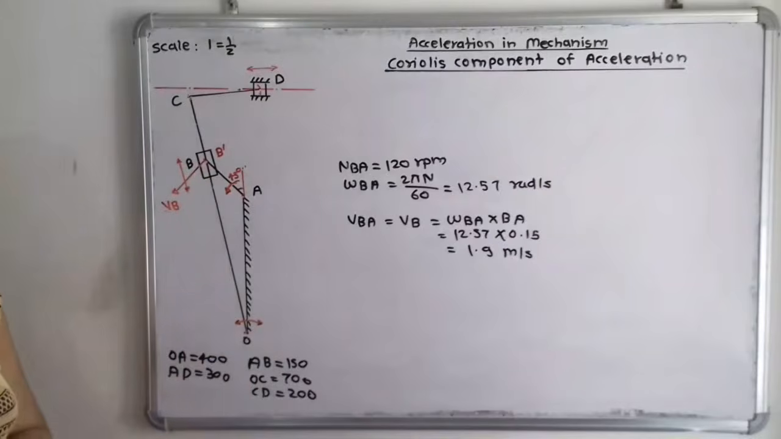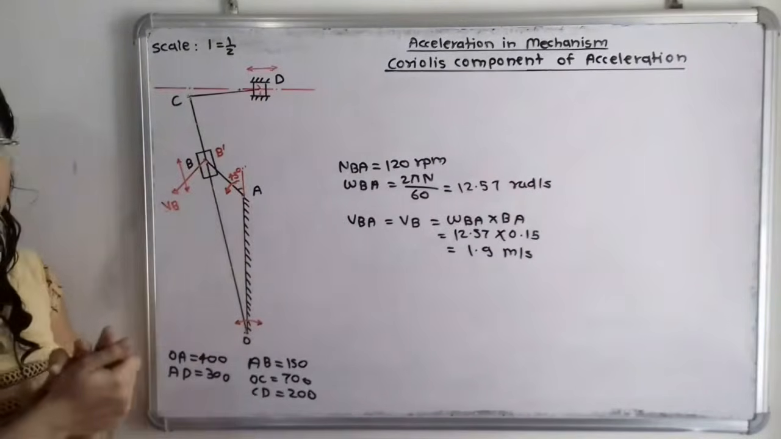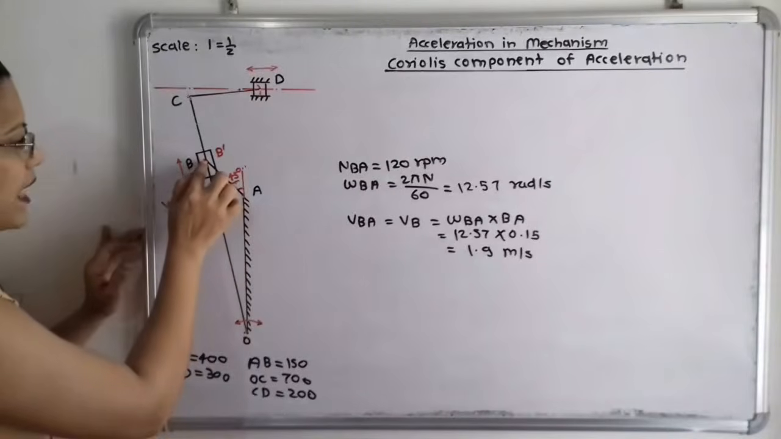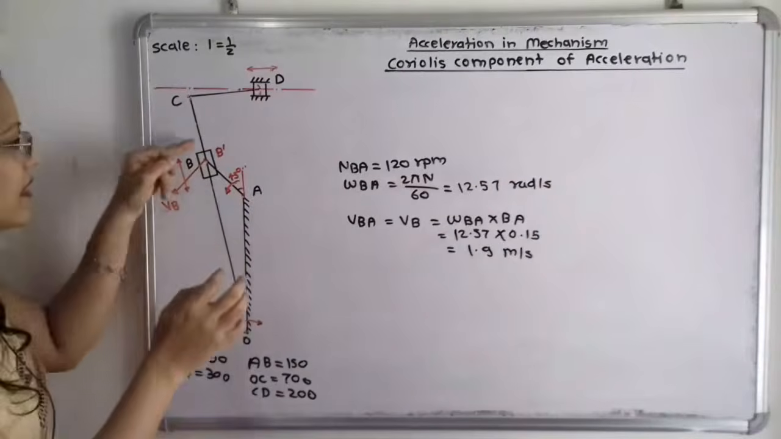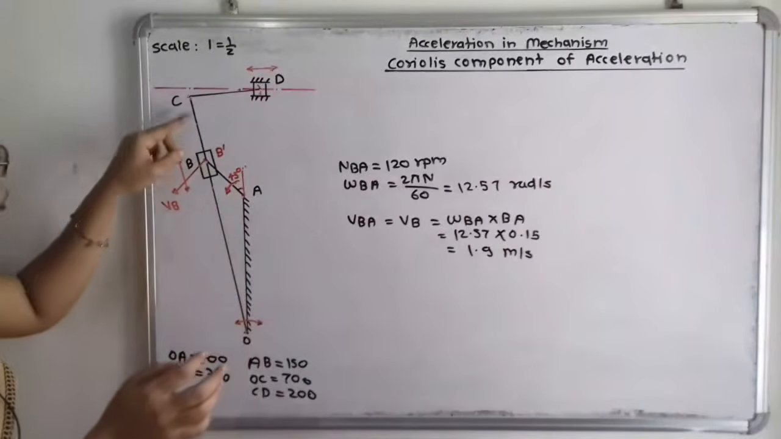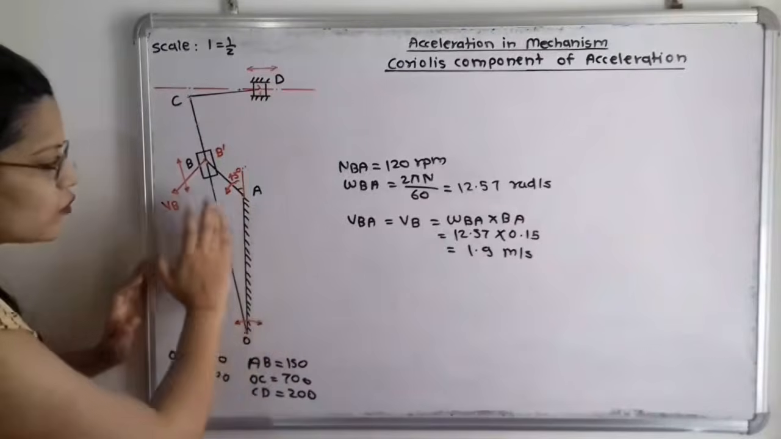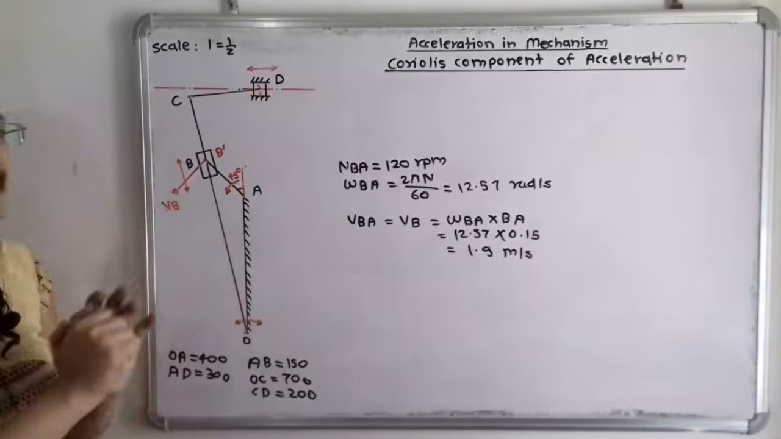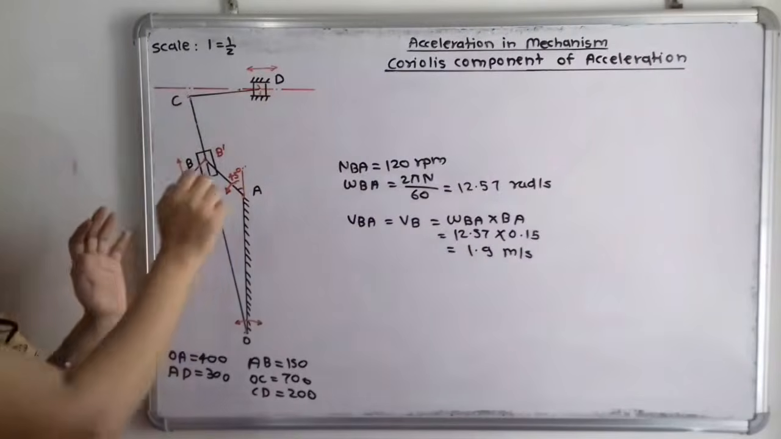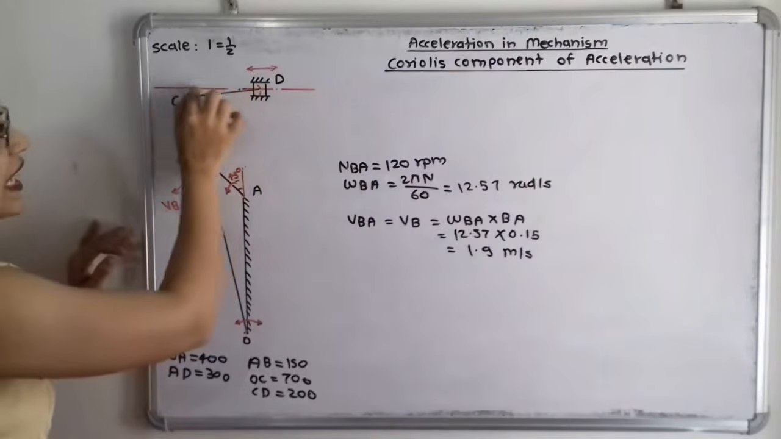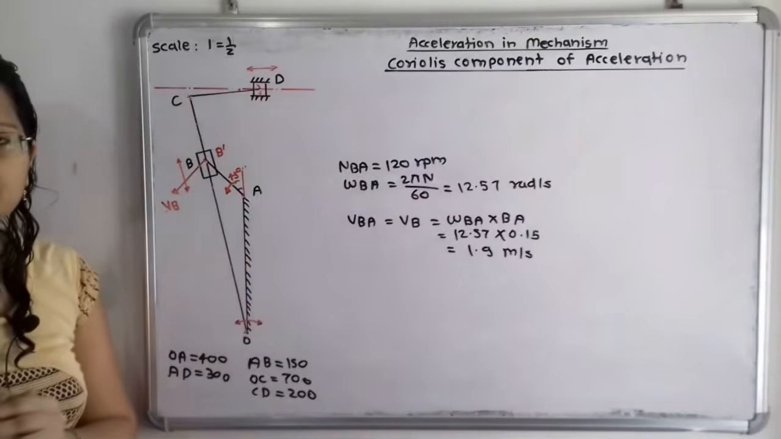Now what is happening here? The crank OA is moving in the anti-clockwise direction. At the same time the point B, attached with the slider, has reciprocating motion along this link OC. Link OC has rotary motion about the center O and the point C is attached to the ram D, and therefore this ram has reciprocating motion along this horizontal line.